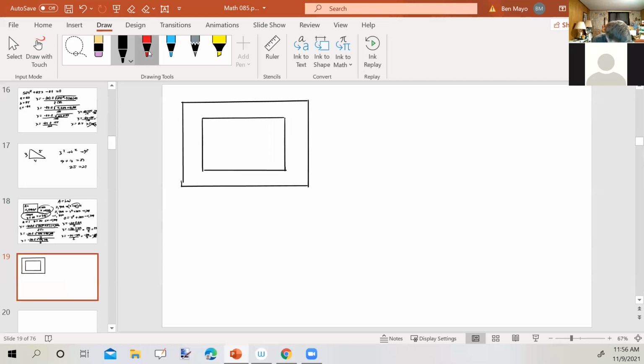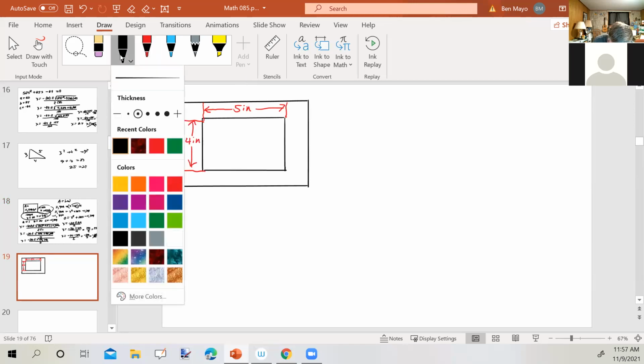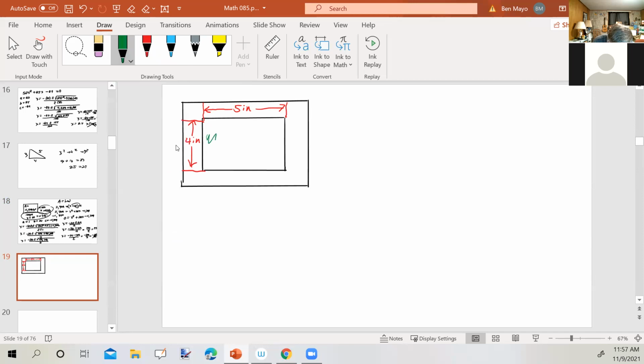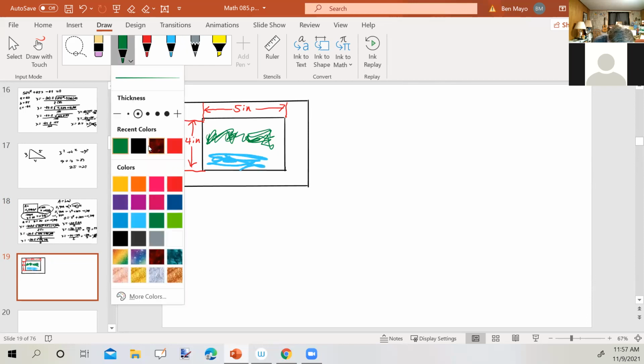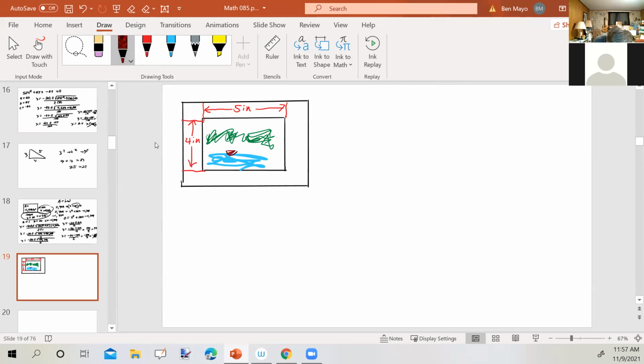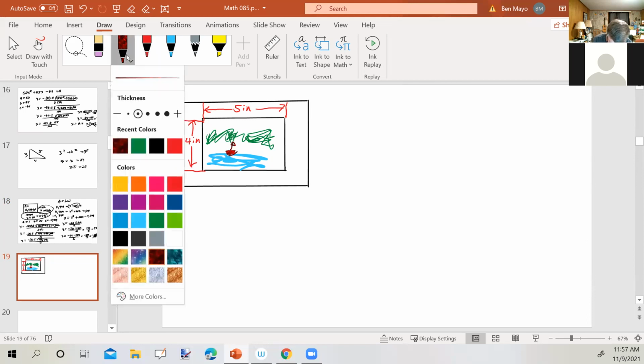And let's see what else. We know that from here to here is 5 inches, and from here to here is 4 inches. And we have a lovely painting inside here with some trees and some water and a sailboat. Again, you can see why I'm not teaching art classes this quarter.